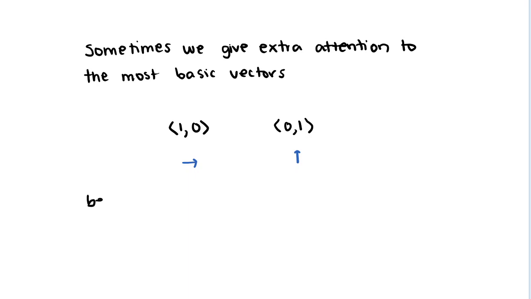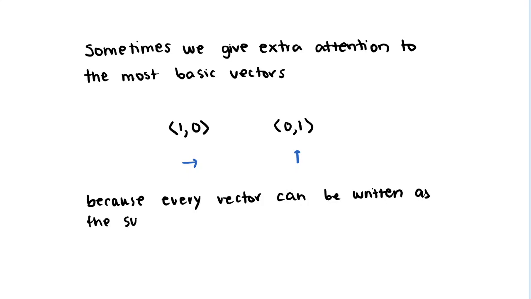And so, why do we give these two vectors a little bit of extra attention? Well, that's really because every vector in the plane can be written as the sum of these two vectors. And so for that reason, we give these two vectors a little bit of extra attention. We even give them names. Sometimes we'll call the vector on the left i, and we'll call the vector on the right j.